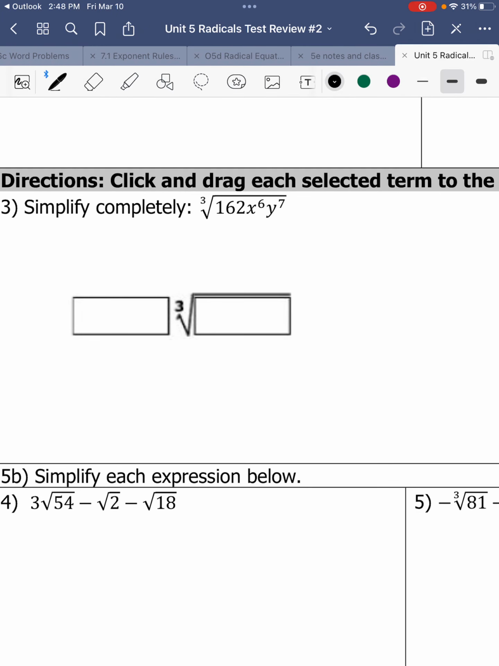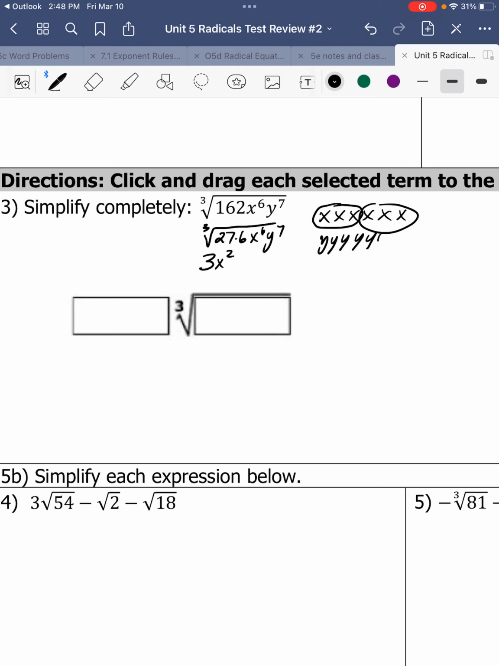Number 3, an SOL question. We have the cube root of 162. 27 is the biggest perfect cube. Times 6 is 162. And x to the 6, y to the 7th, we'll work on that in a little bit. Cube root of 27 is 3. Cube root of x to the 6, we have 6 x's, and it's a cube root, so we need groups of 3. So there's 2 groups of 3, so it'll come out as x squared.